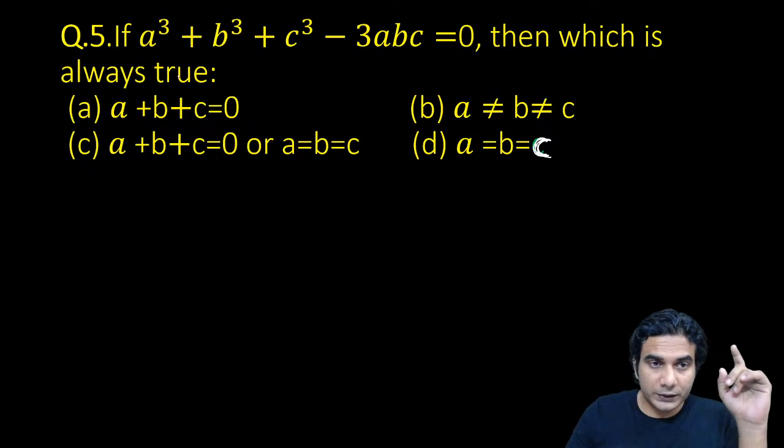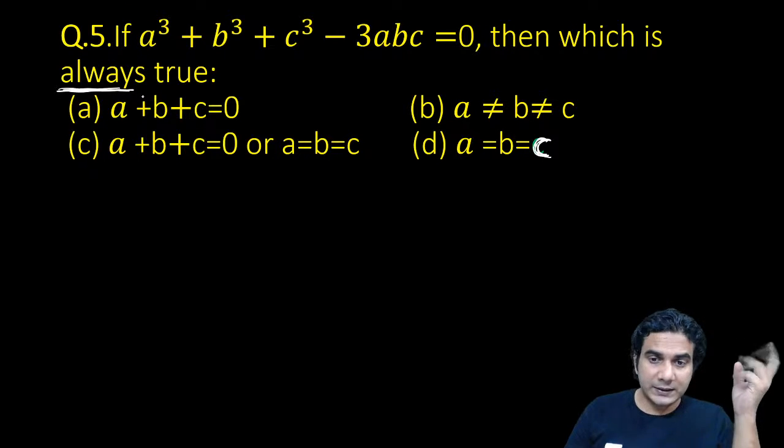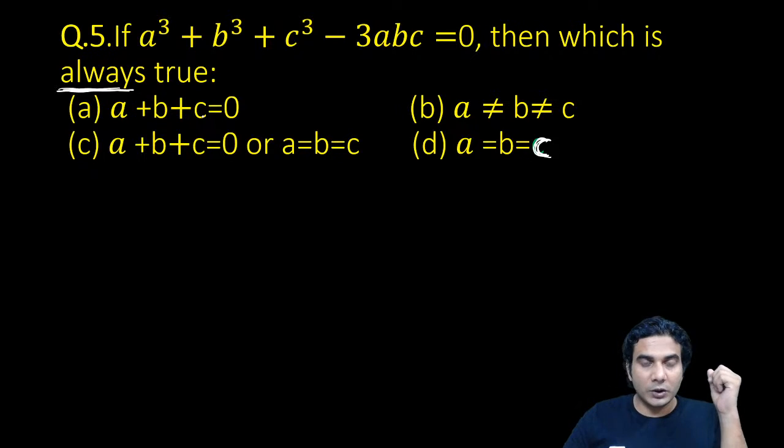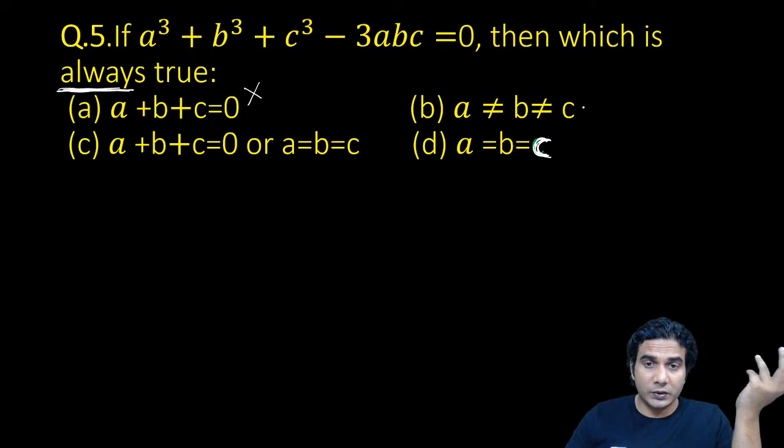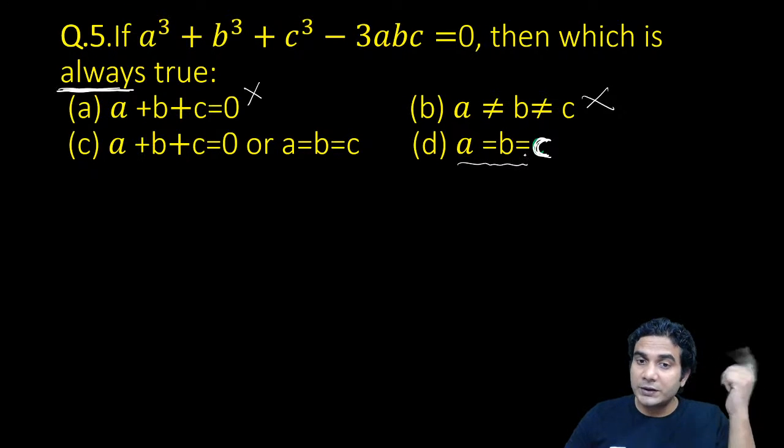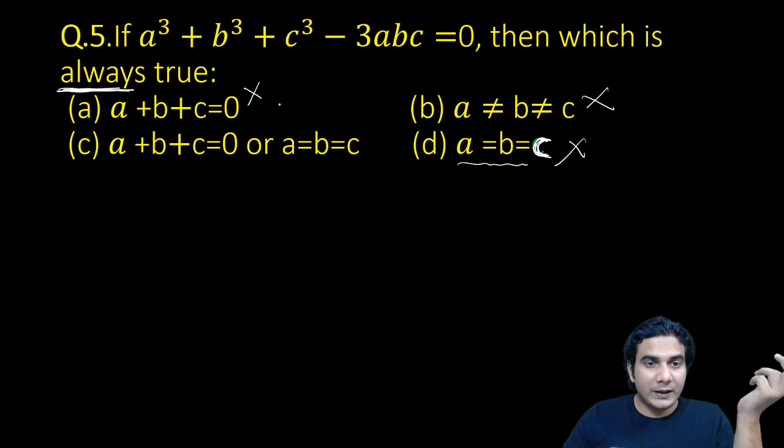Always true. Focus on this particular word, always, okay? Can we say that a plus b plus c is 0 always, whenever a cube plus b cube plus c cube minus 3abc is 0? No. Can we say a is not equal to b is not equal to c? No, not necessarily, because for a is equal to b is equal to c also it is true. So yes, this is not always true. Can we say that a is equal to b is equal to c always? No, not necessarily, because a plus b plus c can be 0, right?